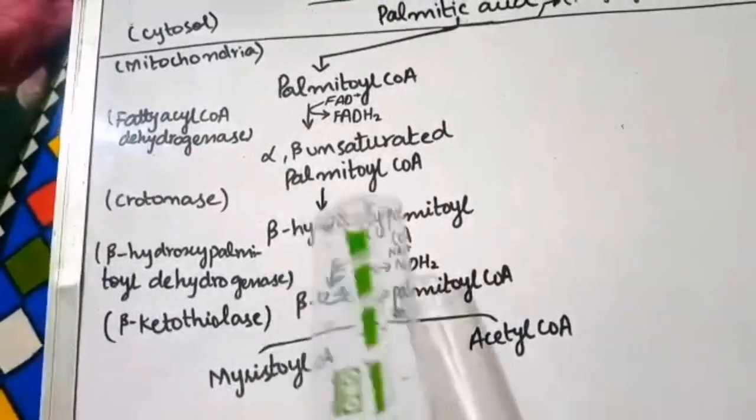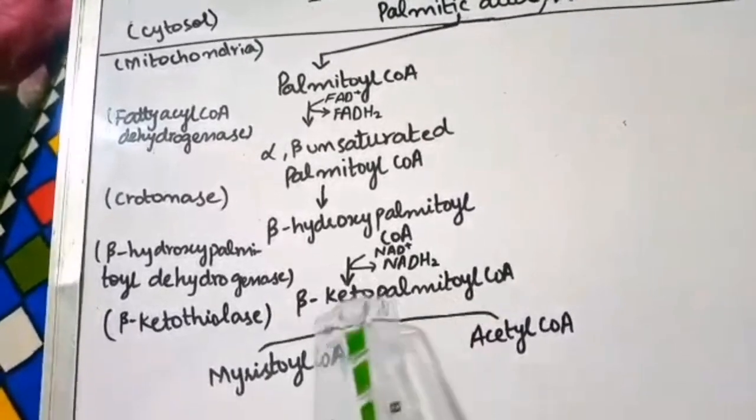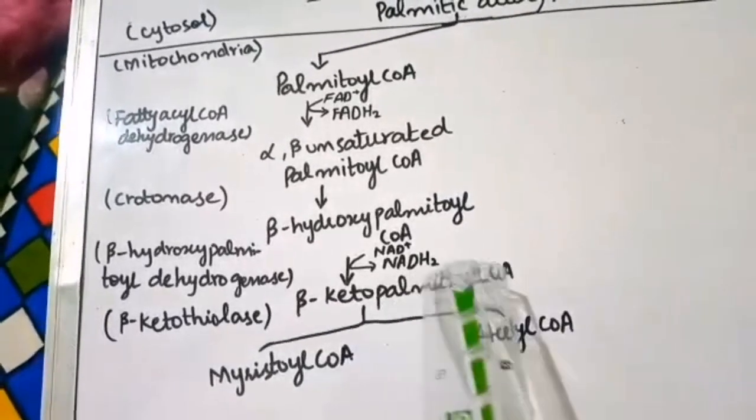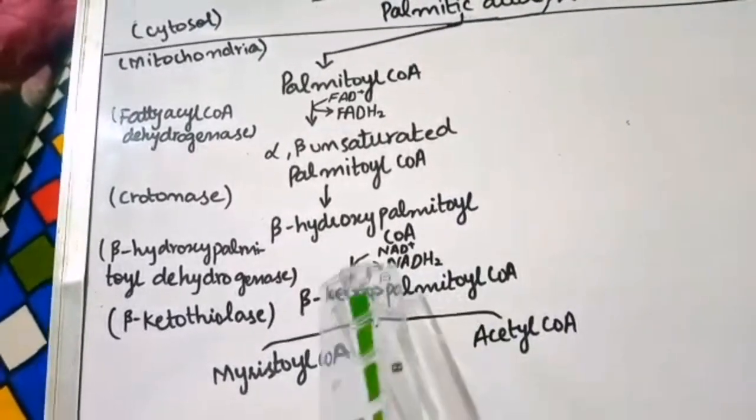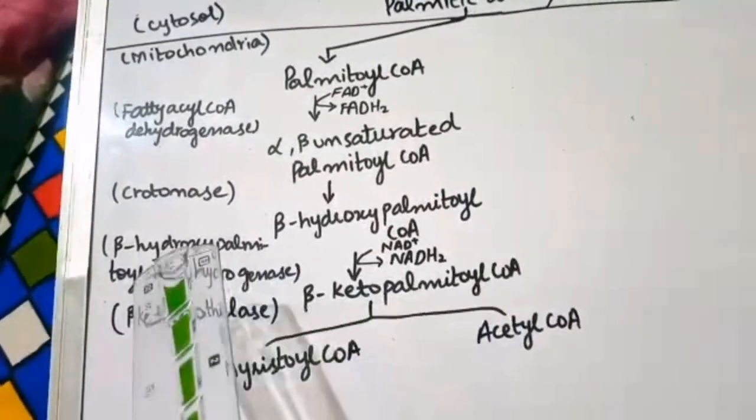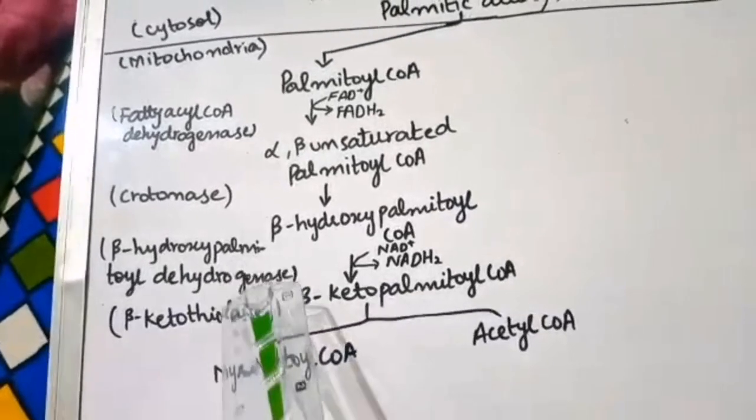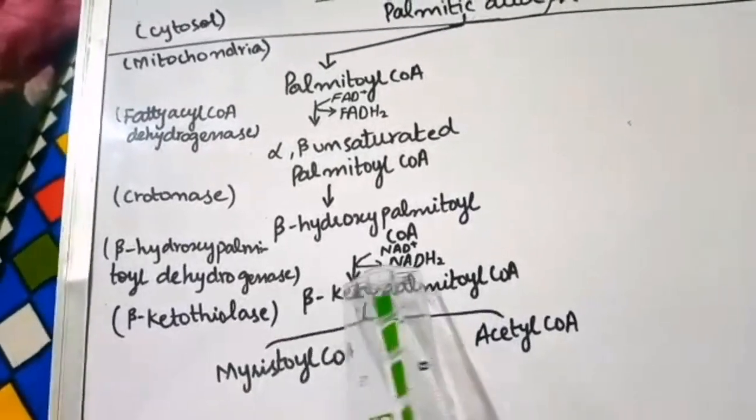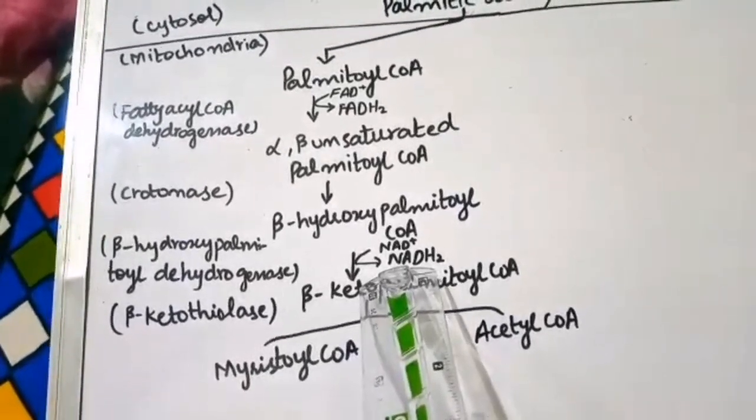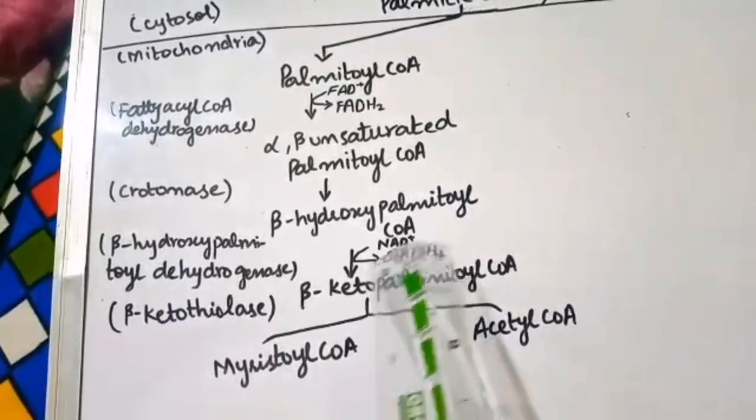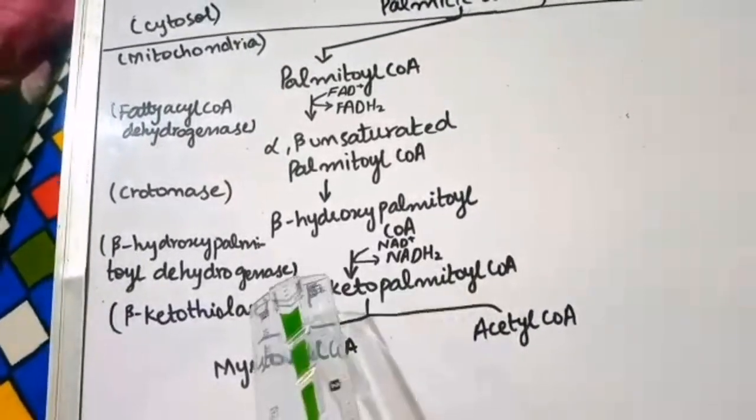Then this beta hydroxy palmitoyl CoA is converted into beta keto palmitoyl CoA, and it is done under the action of an enzyme named beta hydroxy palmitoyl dehydrogenase. And during this conversion, another high energy compound is produced, that is NADH2. This NADH2 also helps in the production of ATP in mitochondria.